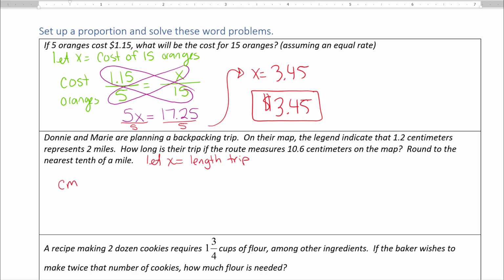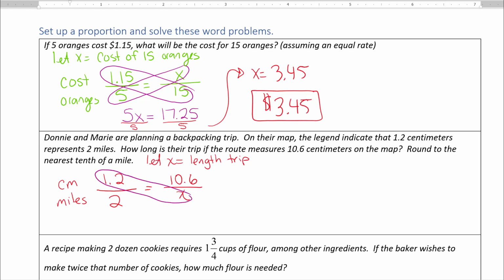We have centimeters and we have miles. Again, it doesn't really matter which one you put on top, just as long as you have them labeled and you put them in the correct spot. So let's read this problem again. The legend indicates that 1.2 centimeters, so 1.2 goes in the centimeters, which I put on top, represents 2 miles, so that goes on the bottom. How long is their trip? That's x. The route measures 10.6 centimeters on the map, so 10.6 should go on the top because centimeters is already labeled for the top, which means x has to go in the bottom.